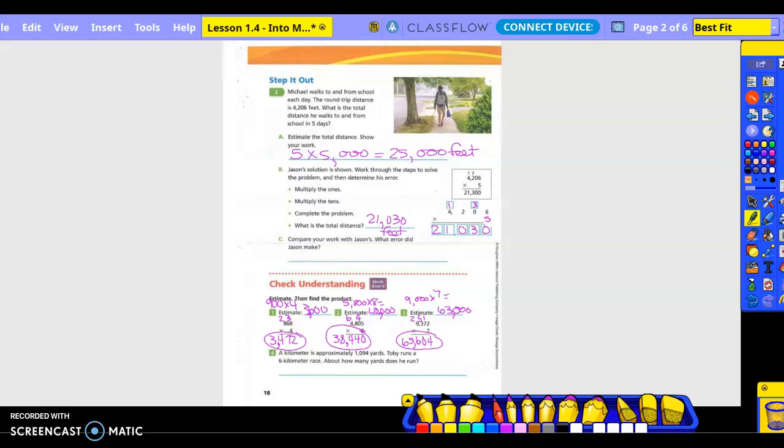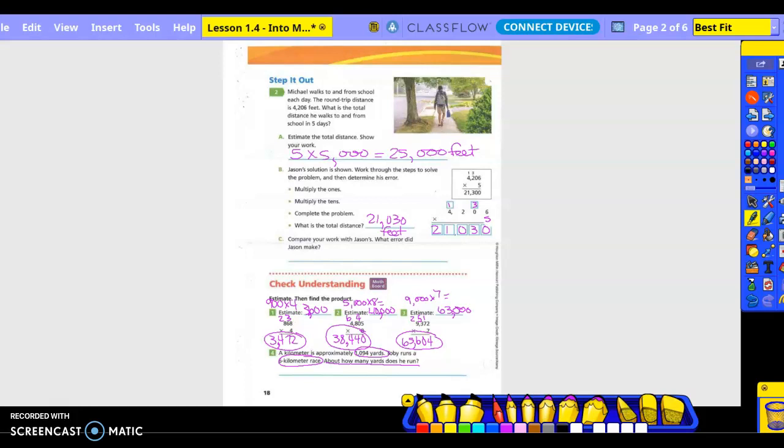Okay. A kilometer, number 4, a kilometer is approximately 1,094 yards. Toby runs a 6-kilometer race. About how many yards does he run? So 1,094, 6-kilometer race. We're looking for about how many yards he runs.